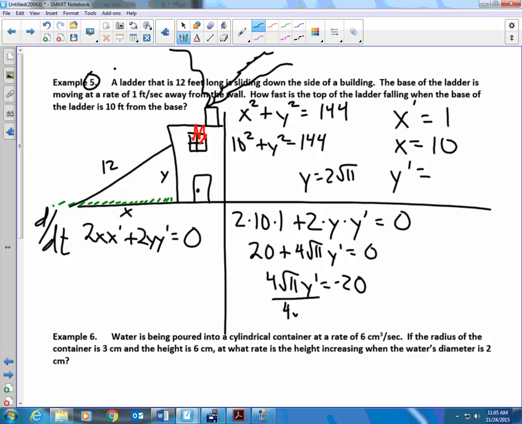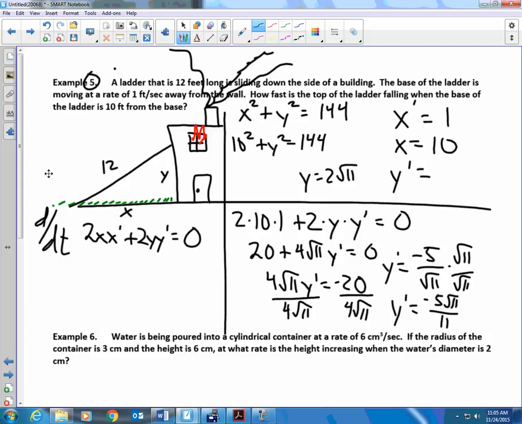Divide by 4 roots of 11. Y prime is equal to, what's negative 20 over 4? Negative 5, so negative 5 over the root of 11. Multiply top and bottom by the root of 11. Now I get y prime is equal to negative 5 roots of 11 over 11. And what is my measurement in feet per second?